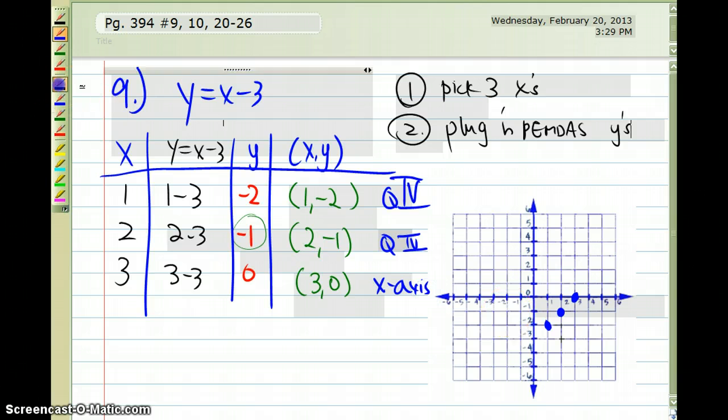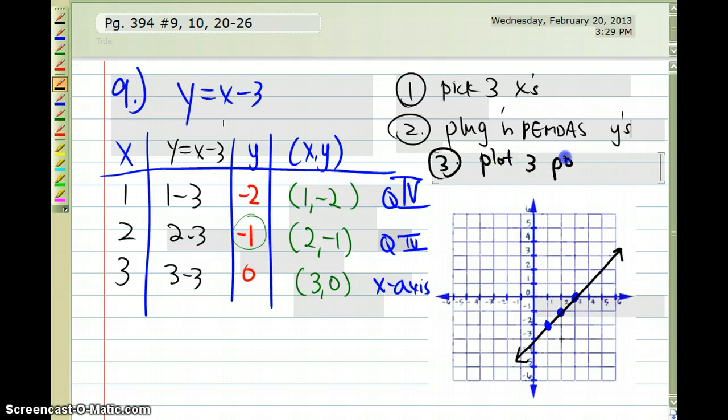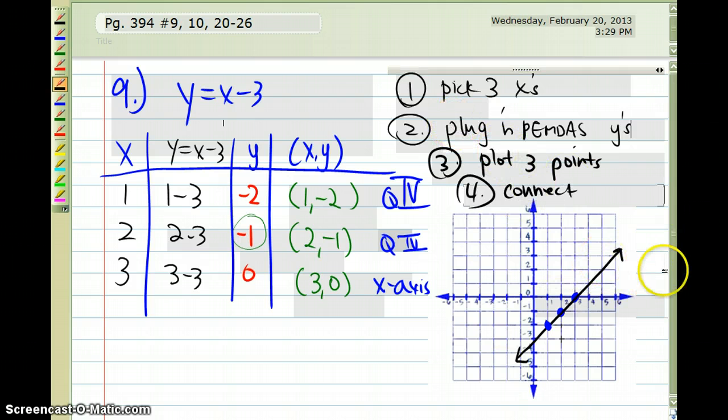So then I will be able to connect my dots here. Let's go back to the steps. Step 3 is to plot the 3 points, and then step 4, very simply, is to connect the dots. So these are our simple steps: picking 3, plugging it in, plotting the 3 points, and then connecting them. So that's our line, and everybody's line should be just like that. But you might have a point here, maybe a point here, maybe a point down here, maybe a point all the way here. But go ahead and make sure that you draw arrows, because this line is a line that goes on forever.